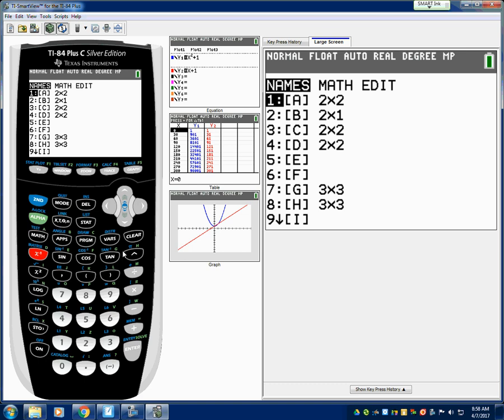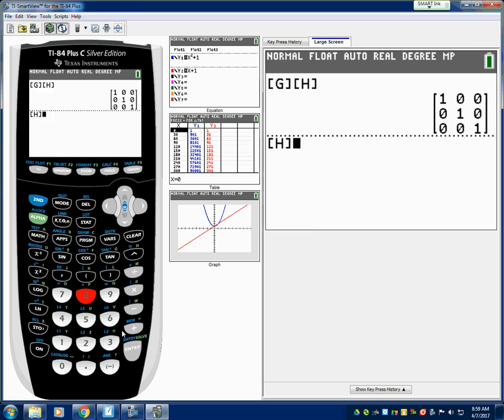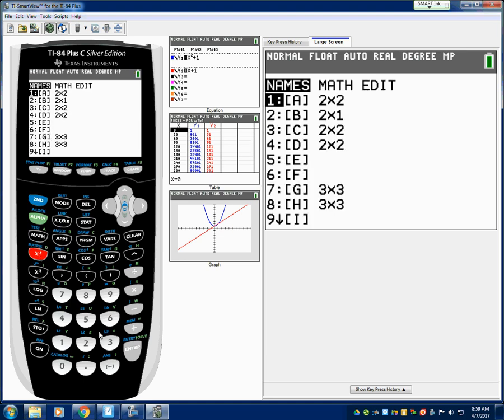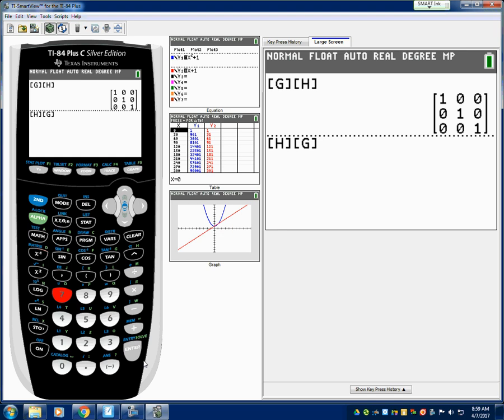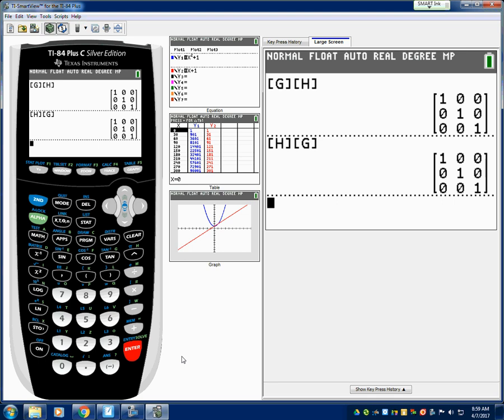Okay, next step. I'm going to now multiply H times G. To multiply H times G, you just select under the matrix menu and names, matrix H, which is number 8, and then go to second X inverse, that's the matrix menu, and select matrix G, which is number 7. Then hit enter, and out pops another identity. So I've just proven, via technology here, that they are inverses. I think I accidentally made them both the same thing somehow.